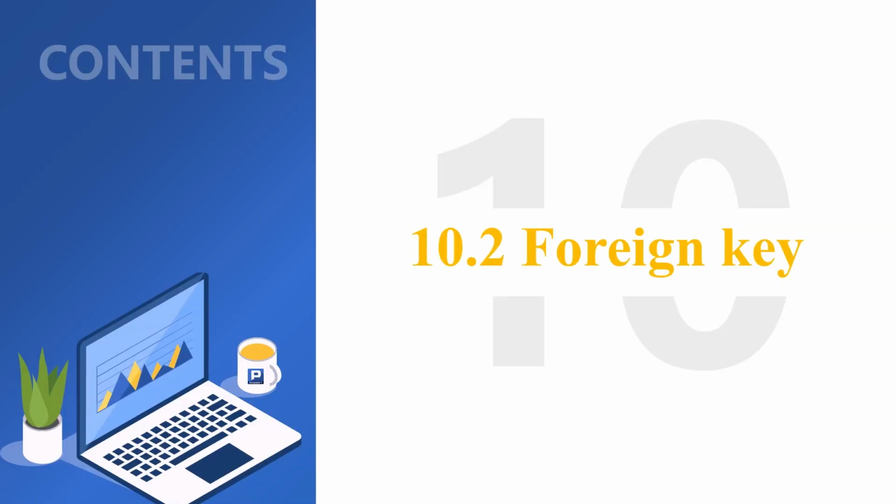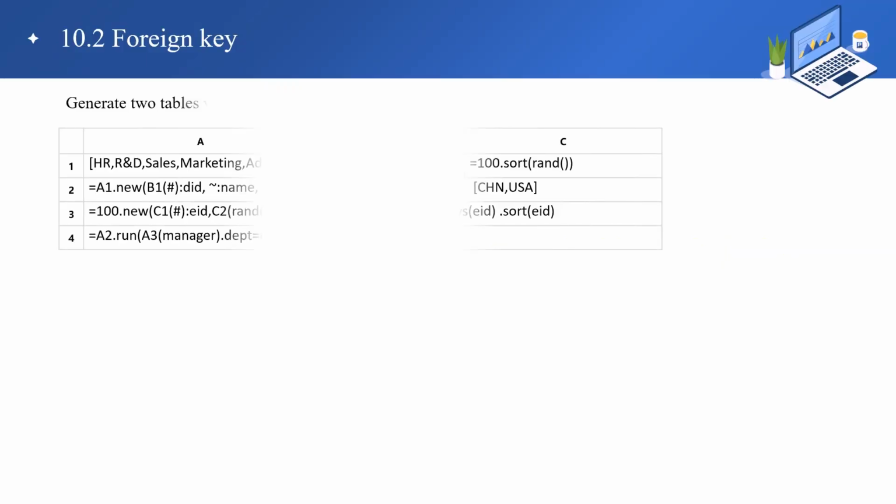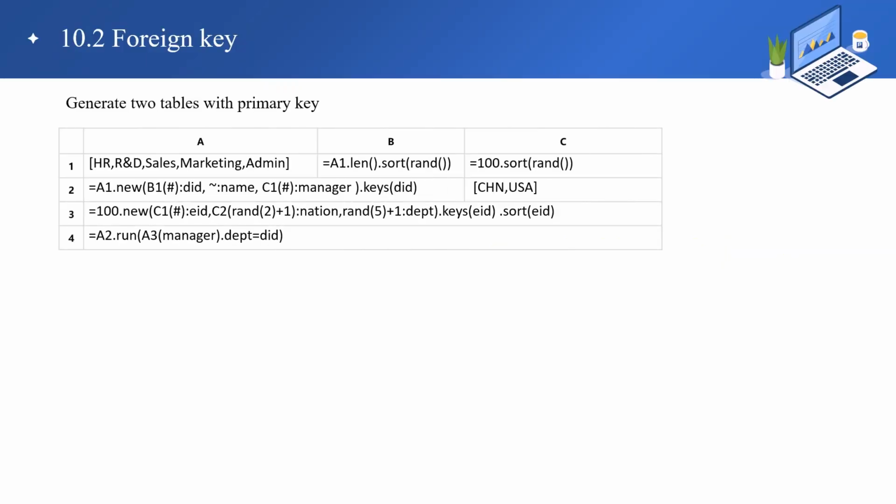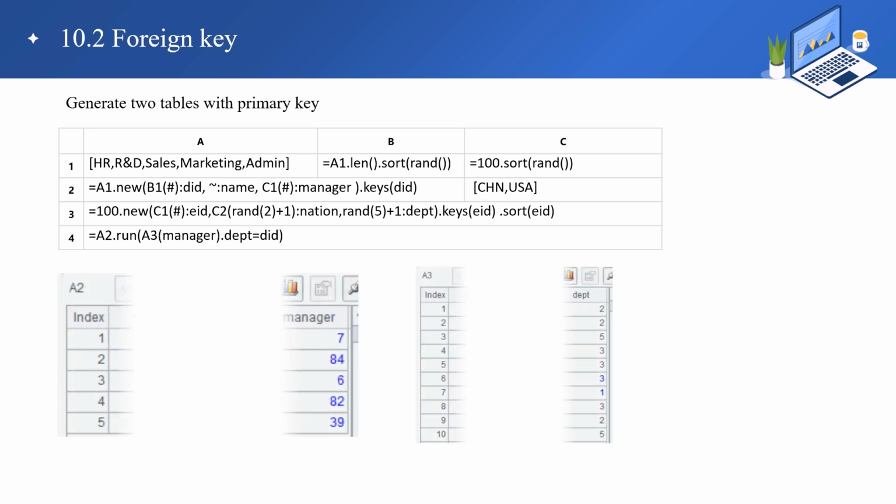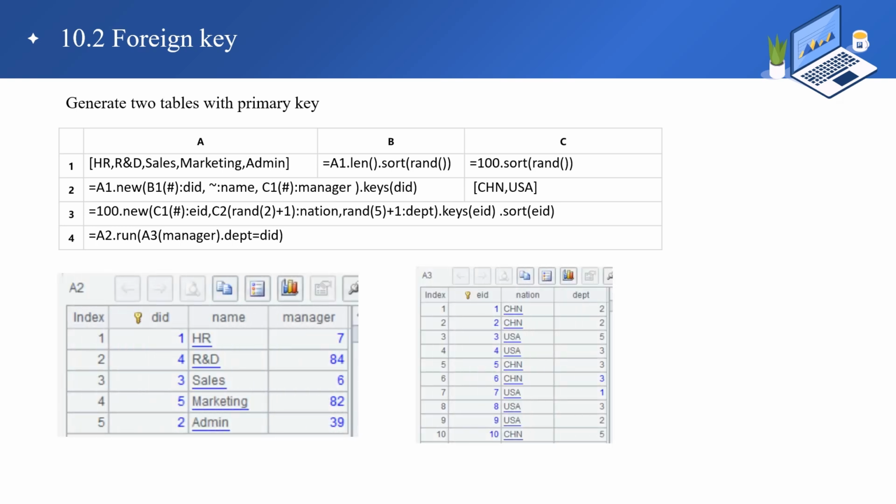Section 2. Foreign key. With a primary key, we can uniquely identify a record. Then, we can establish the association between the records of different data tables. First, generate two tables with primary key for experiments. For simplicity, we use integers as primary key.